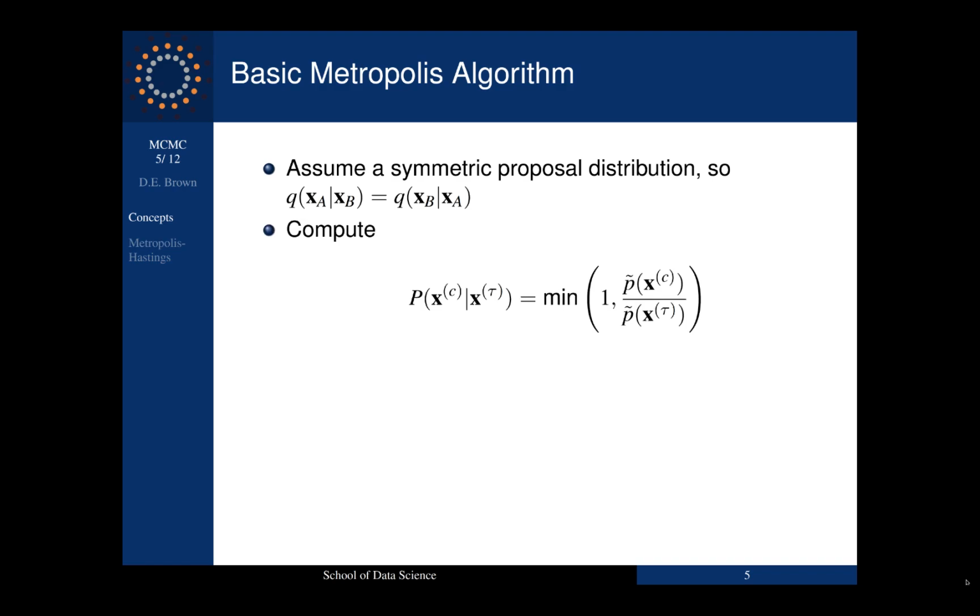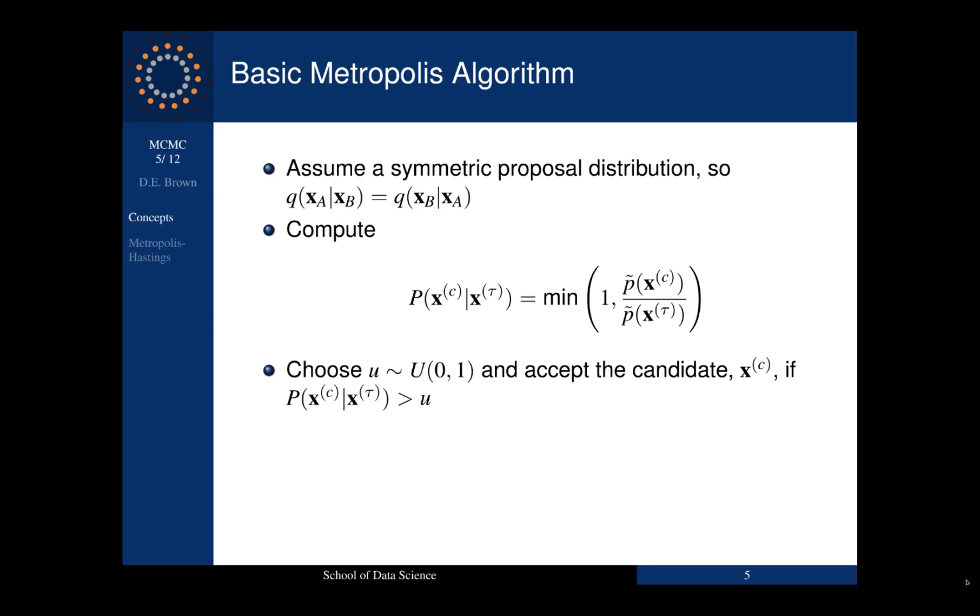So we're going to compute then this probability of acceptance, and that's the probability that the candidate, which is denoted by x c, given where we're currently at, our current location, which is x tau, is going to be given by the minimum of either 1 or the ratio between the kernel value that we have for the candidate and the kernel value that we have for the current location. So it's going to be the minimum of either 1, which is the maximum a probability can take on, or that ratio.